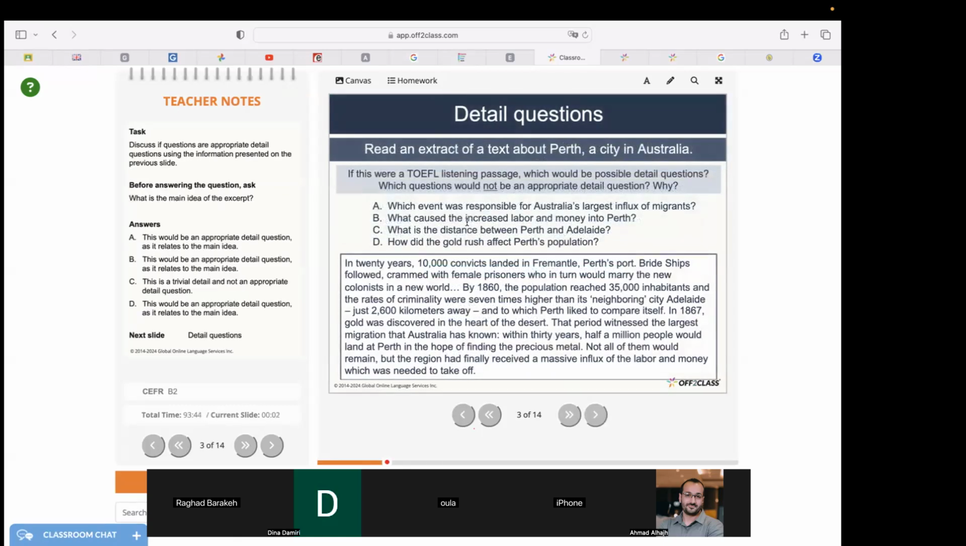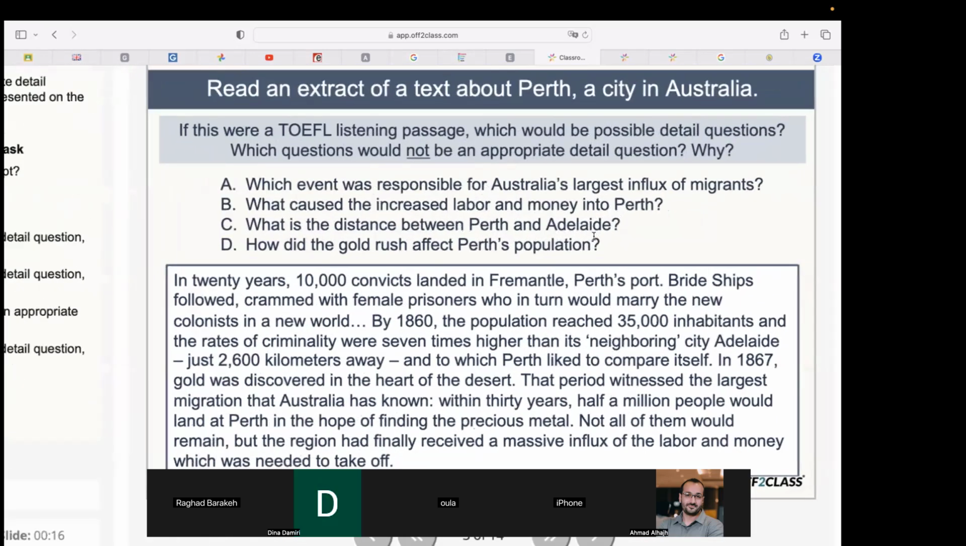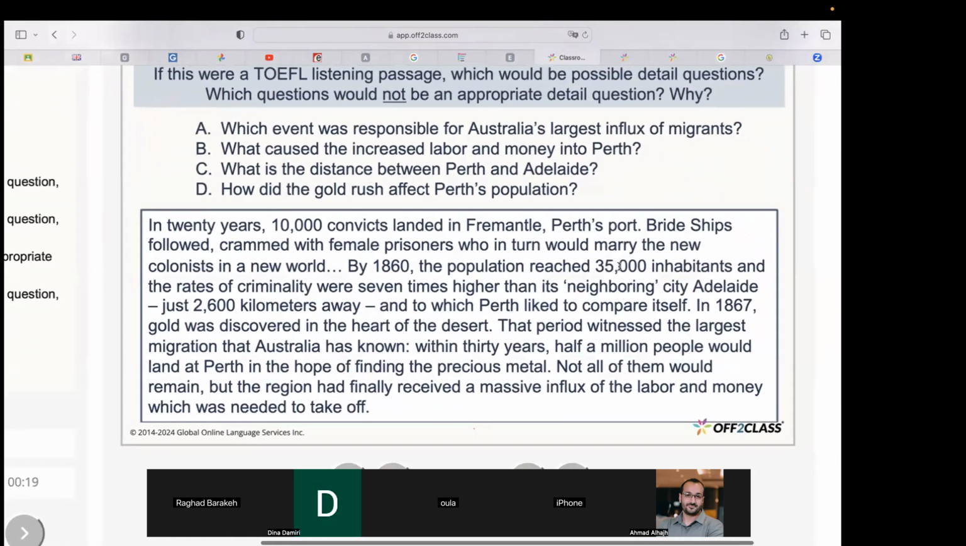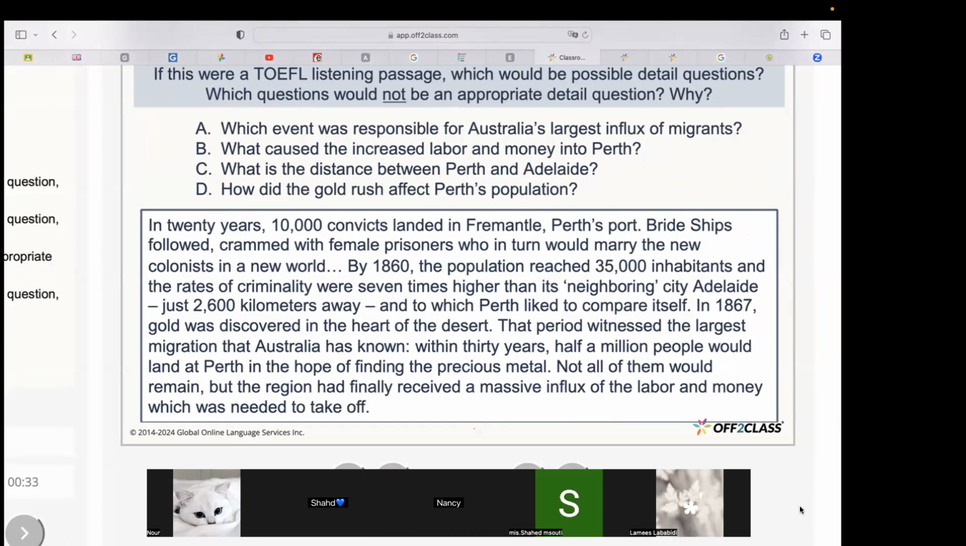Now we're going to read an extract of a text about Perth, a city in Australia, and we're going to find the detailed questions. Okay? Who wants to read it? We can see the answers. I know, but you're not going to look. Hide. Okay. Who wants to read? I need someone new. Let's see. Nancy! Can you read? Okay.